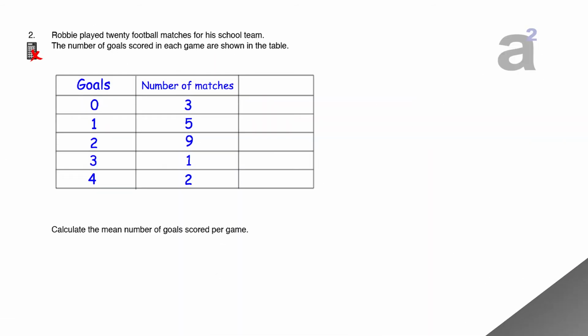See this question. Robbie played 20 football matches for his school team. The number of goals scored in each game are shown in the table. So 0 goals in 3 games, 1 goal in 5 games, like that. So for finding the mean, we have to make another column, which is f times x. So 0 times 3 is 0, 1 times 5 is 5, 2 times 9 is 18. Like this we make the last column.